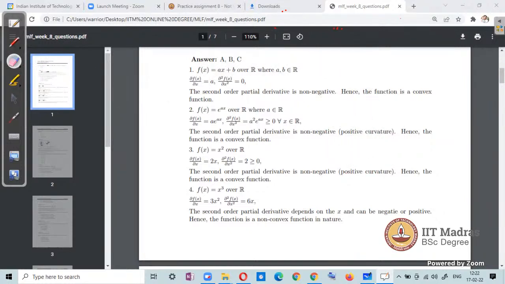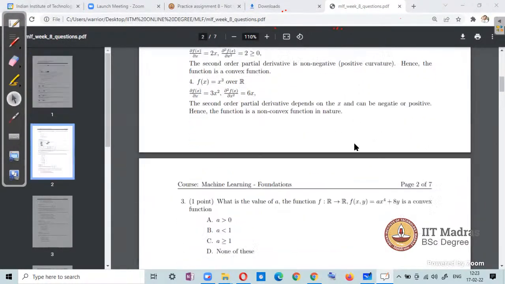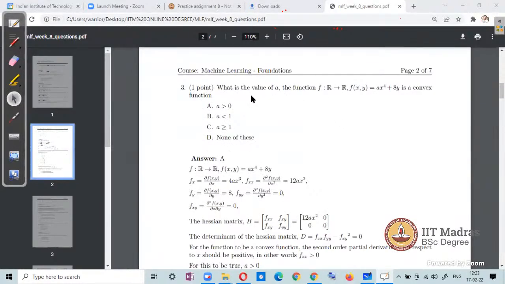Okay, sir. Okay. So let's move to the third question. What is the value of a such that the function f from R2 to R, f(x, y) = a x^4 + 8y, is a convex function? Here, again you have to create the Hessian matrix and check whether all its eigenvalues are positive or not, or you can also check that its determinant should be greater than 0 and the a value should be greater than 0.